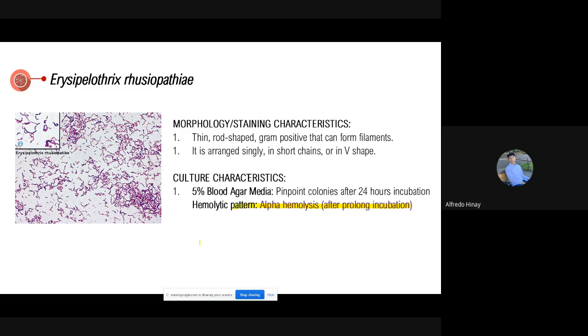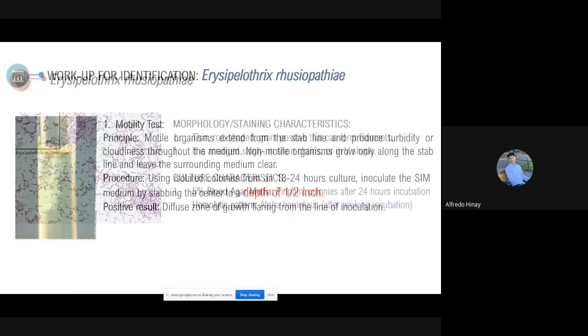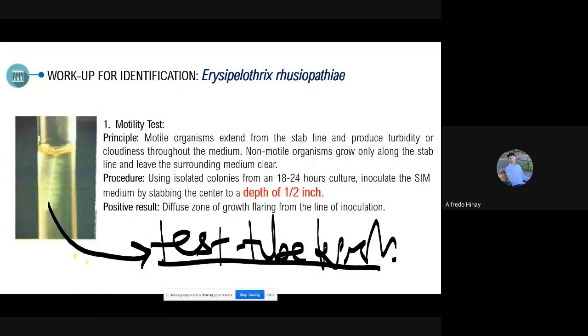So if you can observe on the picture, class, on your PowerPoint slide, you can observe here na meron tayong parang Chinese character letters. Yan. Okay? Yung parang madumi tingnan. And then, let's have your motility test for the identification of Erysipelothrix rhusiopathiae. So with your Erysipelothrix naman, class, okay, for motility test, madali lang yung principle natin. We allow the organism to move.